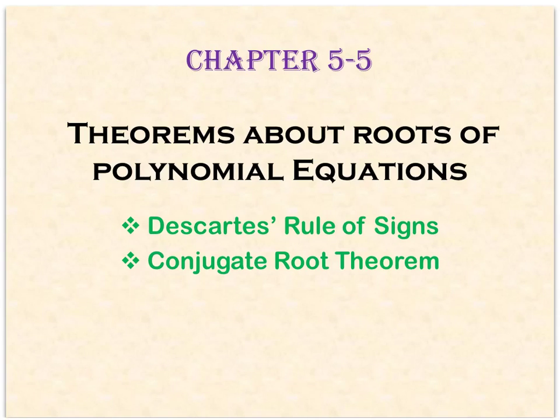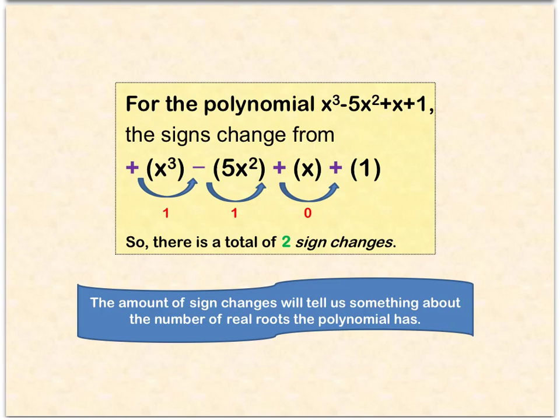We're going to be looking at Descartes' rule of signs and the conjugate root theorem, which tells us about the roots of polynomial equations. Looking at this polynomial and looking at the signs of each of the coefficients, we can see that we go from positive to negative, which is a sign change, negative to positive, which is a sign change, and then positive to positive, which is not a sign change. So this particular polynomial has two sign changes.